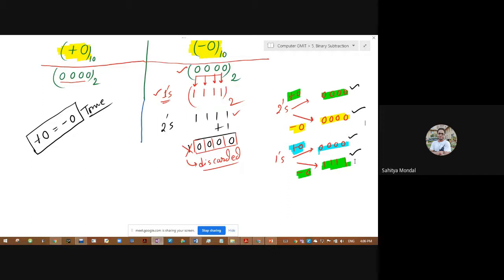How many bits are there? 4 bits are present, and all of them are zeros. So when we toggle, what do we get? All ones. That is the first complement, the one's complement. For the second complement, first of all we have to find the one's complement. After that, we add 1 to that one's complement to get the two's complement. That is the rule. Now I am showing you another example.